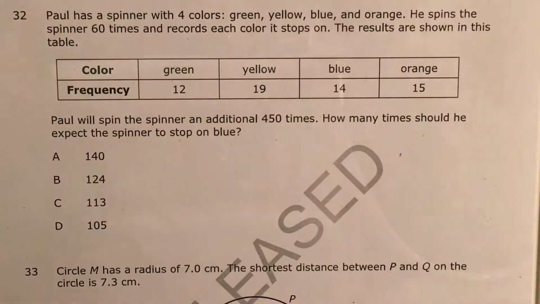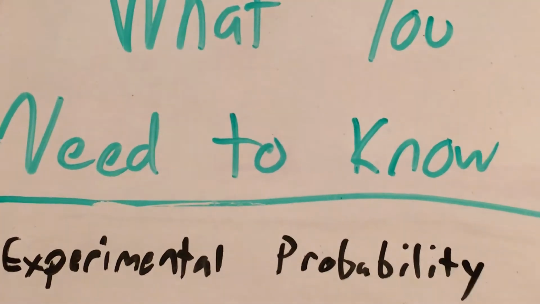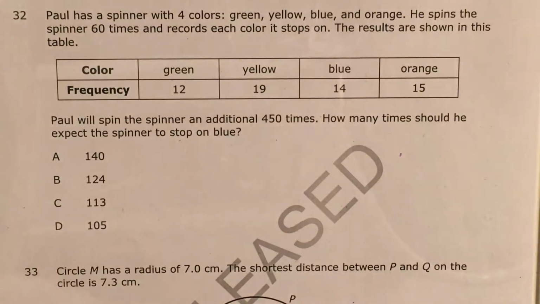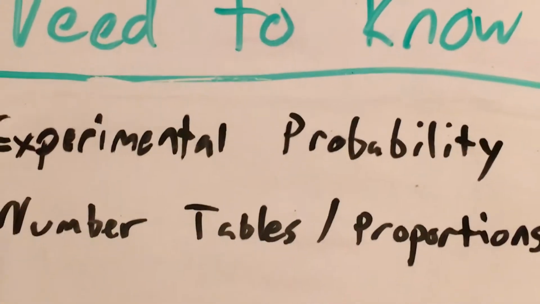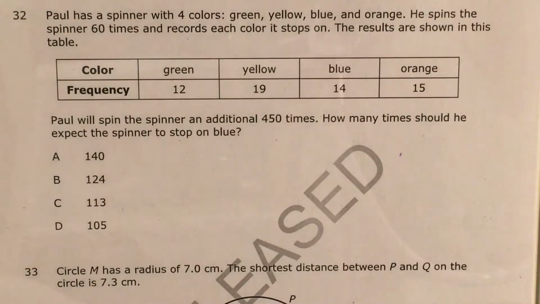Now, this question is going to test us on experimental probability, so working with probability based on what you find, not necessarily based on what's theoretical, what you could draw out of fractions. And then also, we'll use number tables and proportions to solve this. All right, so first let's talk about experimental probability.